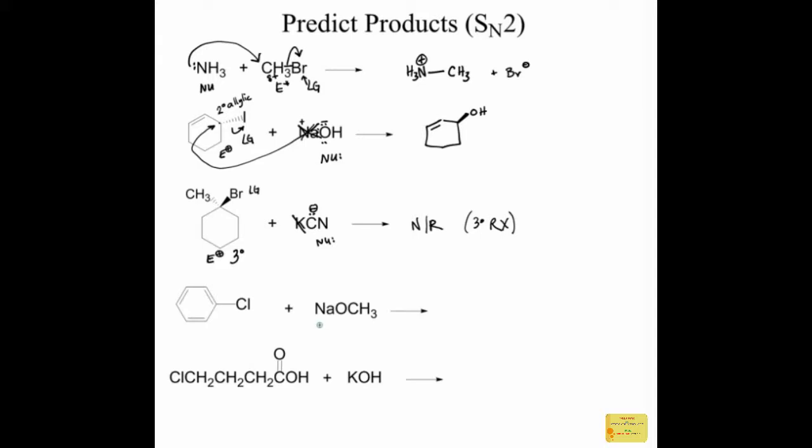How about our next ones? This is NaOCH3. So once again, that means I have OCH3 minus. That looks like you'd be a good nucleophile. It looks pretty similar to some that we've seen before, kind of like hydroxide. It's got an O minus. We've got a leaving group here on the chlorine. And how would you describe the carbon bearing that leaving group? Would you describe that as a secondary carbon? It's got 2 carbons attached, or is it something different than that?